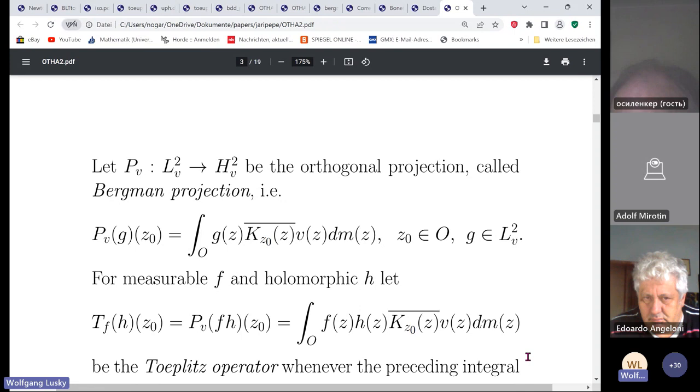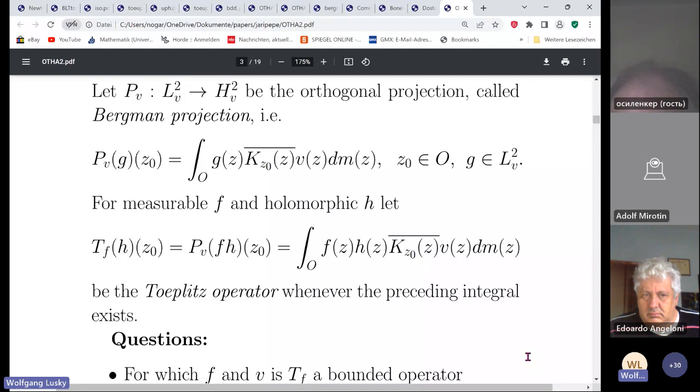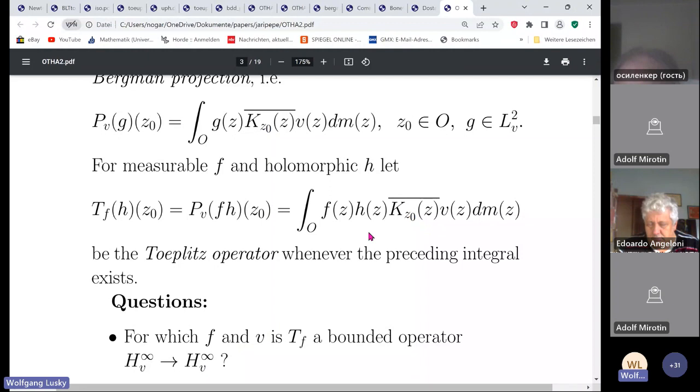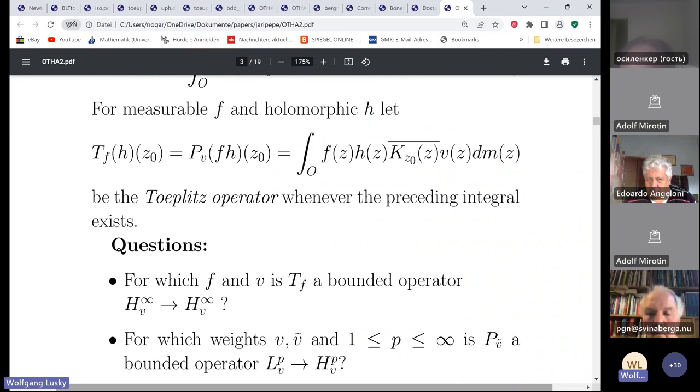Now, the topic of my talk is to give partial answers to the following questions. For example, for which symbol and for which weight is T_f a bounded operator with respect to the weighted supernorm? So such that this integral exists and yields a holomorphic function, and we want this holomorphic function to be bounded with respect to the weighted supernorm if we plug in a holomorphic function which is bounded with respect to the weighted supernorm. So I want to give boundedness conditions in this respect. And moreover, here we have all the weighted L^p norms coming into play.